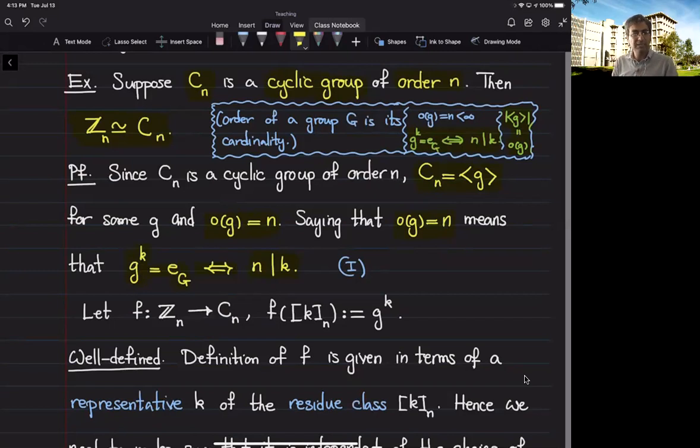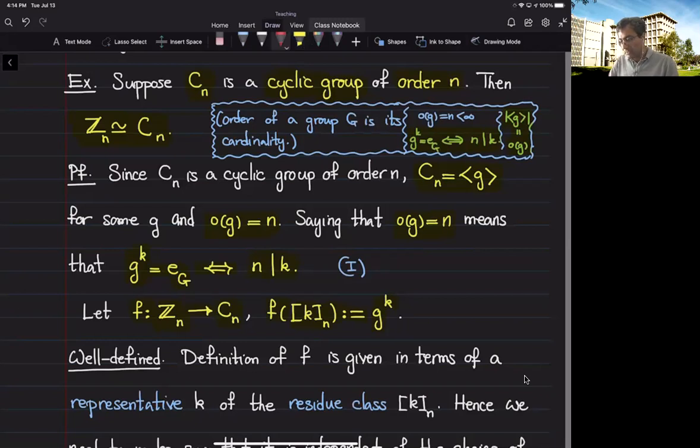I'm going to define a function from Z sub n to the cyclic group that we are given. What is this function? This function takes a residue class of k modulo n, and it sends it to the kth power of g. So again, there is this issue of well-definedness. Why is that the case? So this is a big warning. We have to be careful here.